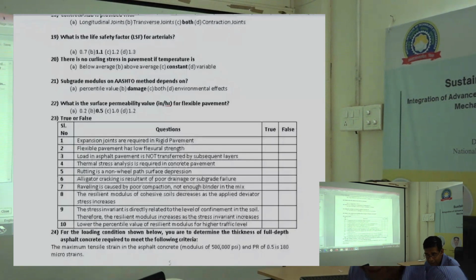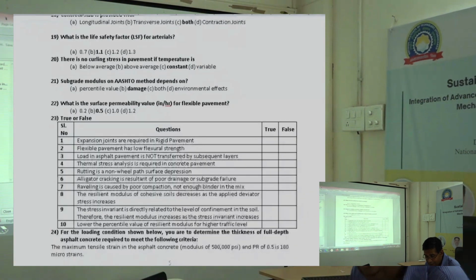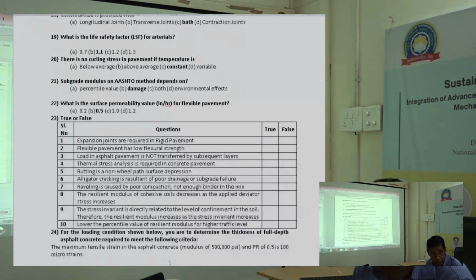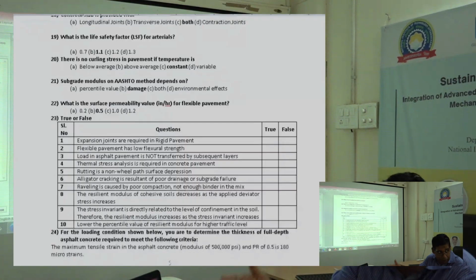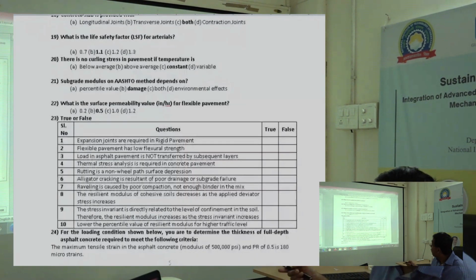What is stress invariant? Sigma x plus sigma y plus sigma z, all three directions. If I'm doing a triaxial test, it will be 3 sigma c plus sigma d. So yes, it is very much related to that. But this is a trick question.